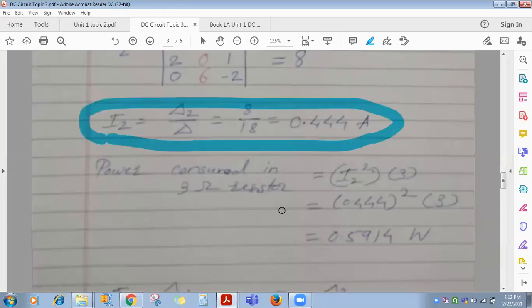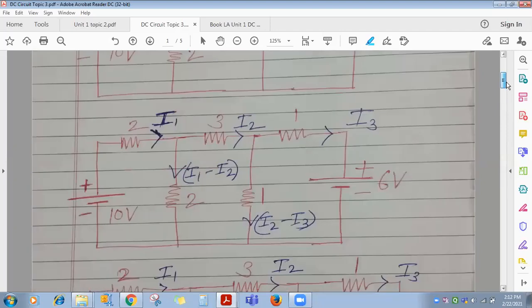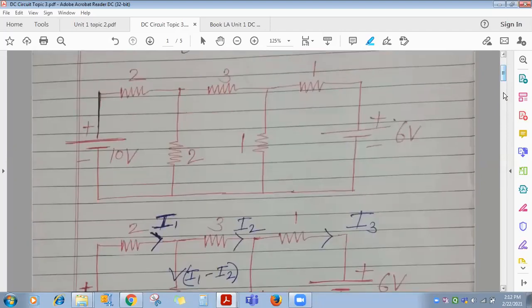Now how much will be the power consumed by it? What is the formula for DC power? Power is V into I, and V is equal to IR. So V into I you can use, or I square R you can use, or V square by R. Any of it you use.